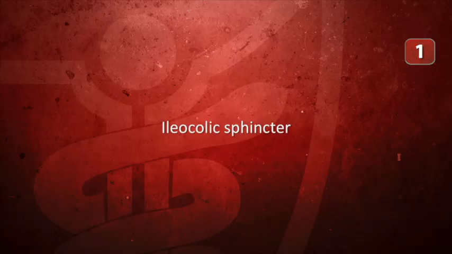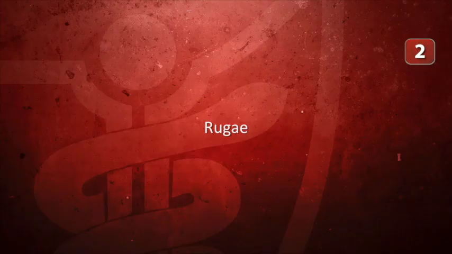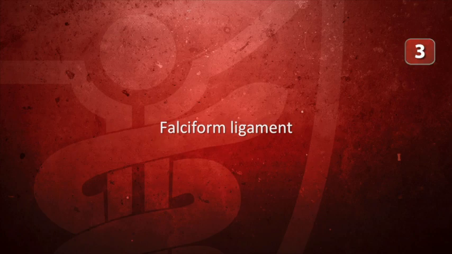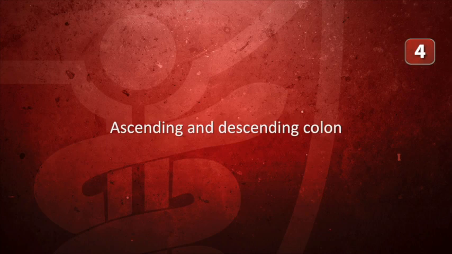First question, what connects the ileum to the large intestine? That's the ileocolic sphincter. Next, what's the name of the folds of mucosa of the stomach? Those are called the rugae. Next, what's the ligament connecting the liver to the anterior abdominal wall? That's the falciform ligament. Next, what parts of the colon are retroperitoneal? Remember we said it was the ascending and the descending colon, and then the transverse colon is intraperitoneal.